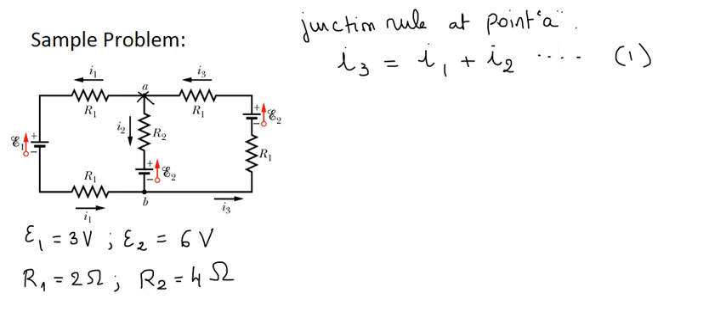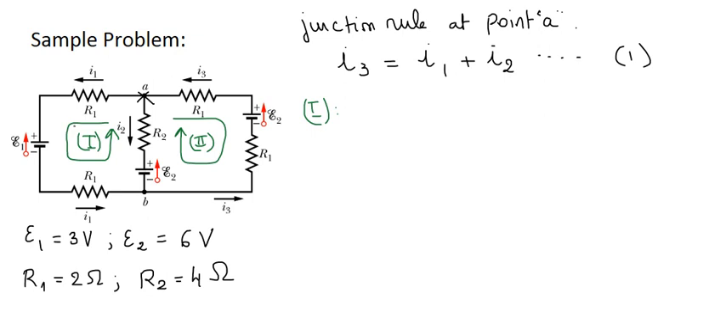We take the loop rule. The loop that I will take is this one. That's my first loop. And by the way, that will be my second loop. So for loop 1, let's write a loop rule.